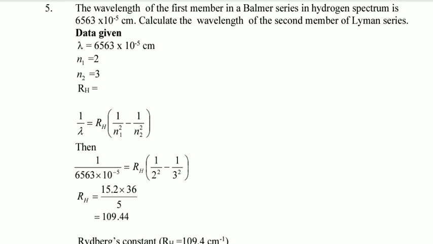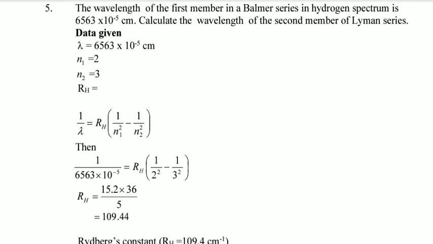As you can see here, they have given you the wavelength of the first member in the Balmer series in the hydrogen spectrum. With that one, calculate the wavelength of the second member of the Lyman series. This question, be careful now. This question is very tough. It's very tough. You are given the wavelength of the first member in the Balmer series.